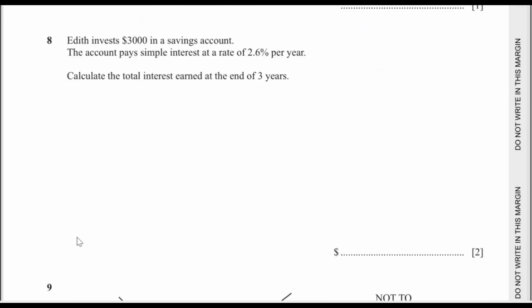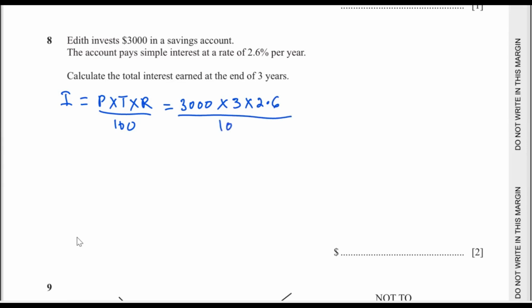For question number 8, we are told that Edith invests $3,000 in a savings account. The account pays simple interest at a rate of 2.6% per year. Calculate the total interest earned at the end of 3 years. So to get the interest, it is the principal multiplied by time multiplied by rate, all over 100. The principal is the amount invested, which is 3,000. The time is 3 years, and the rate is 2.6%.